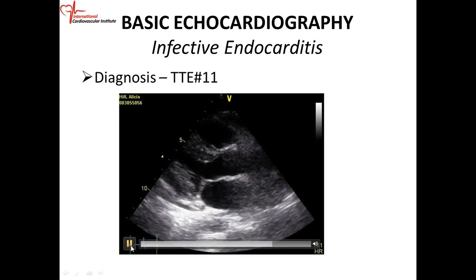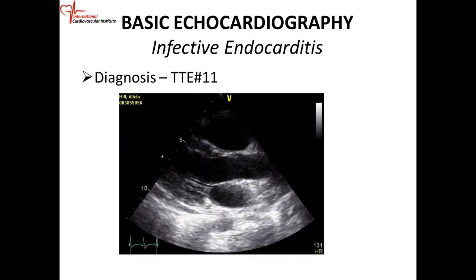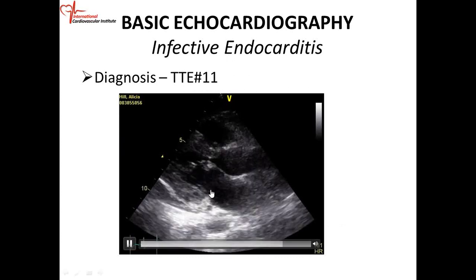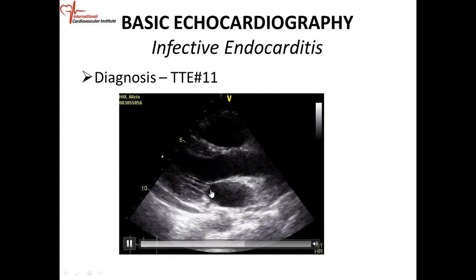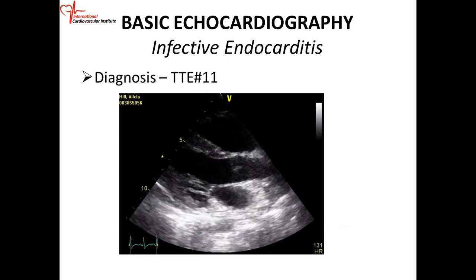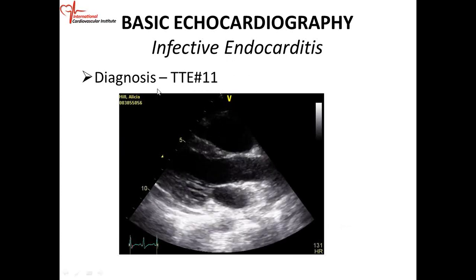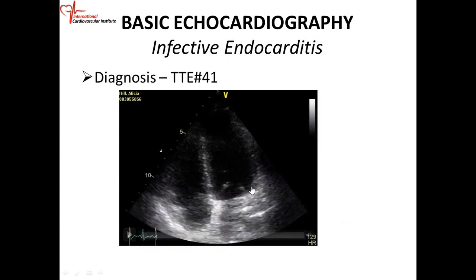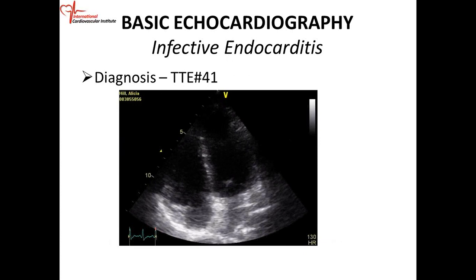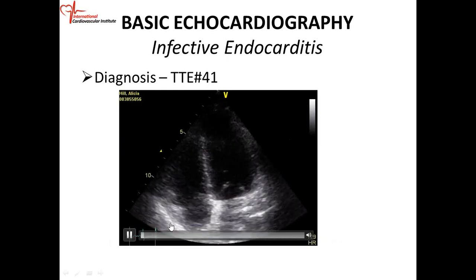Let's see what we have here. So this is a patient with rheumatic mitral disease. So these are individuals that are, you know, more prone to develop infection of the valve. So bear that in mind. Okay. It looks like there's something on the tricuspid valve right there as well.